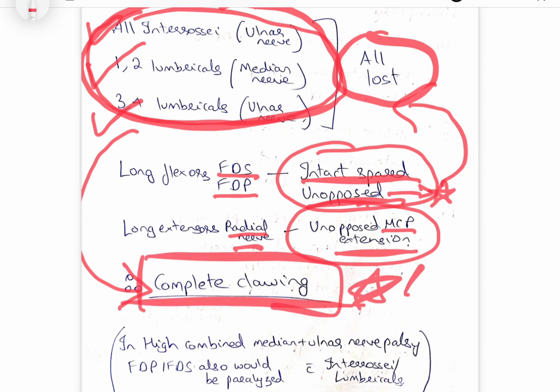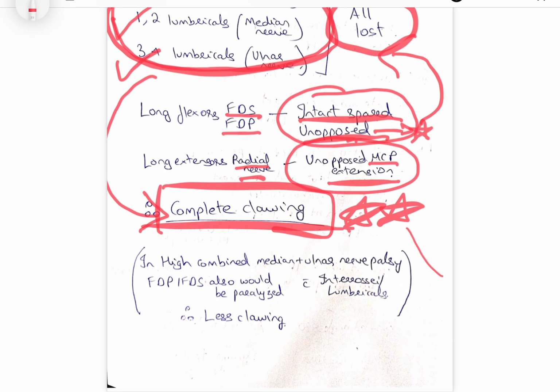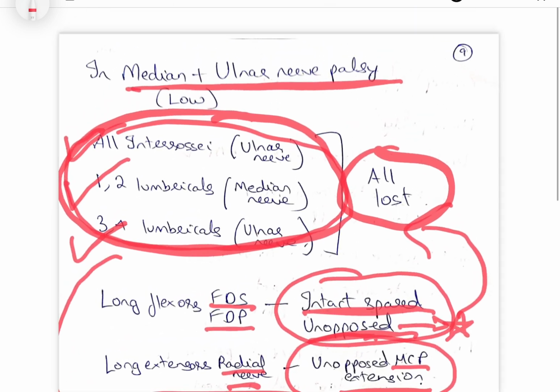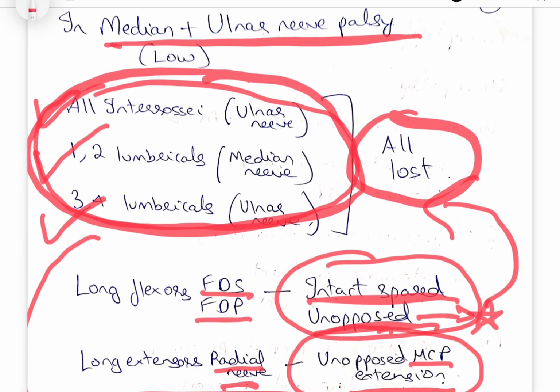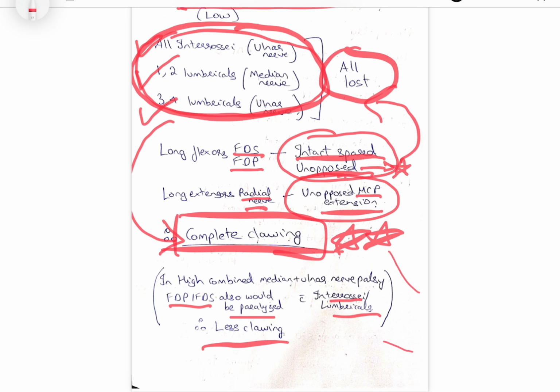Am I making sense? Okay, however, in the cases of high combined ulnar and median nerve palsy, FDS and FDP would also be paralyzed along with the paralysis of interossei and the lumbricals. So there would be markedly less clawing in high combined ulnar and median nerve palsy. But the common presentation of combined median plus ulnar nerve palsy is complete claw hand. Am I making sense? So quickly we'll revise in 10 seconds.